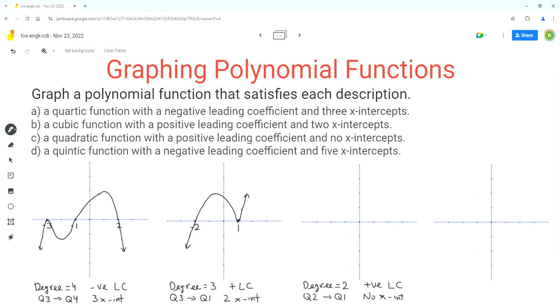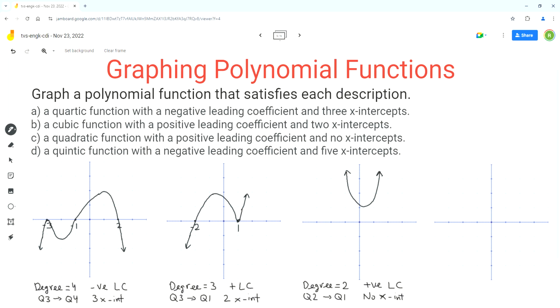We know that the graph of a quadratic function is a parabola, and this parabola opens upward because the end behavior is from quadrant 2 to quadrant 1. Since there are no x-intercepts, that means the parabola should be above the x-axis. So one such parabola can be drawn as, so this can be the graph for part C.